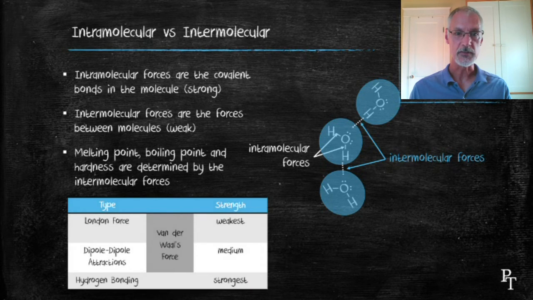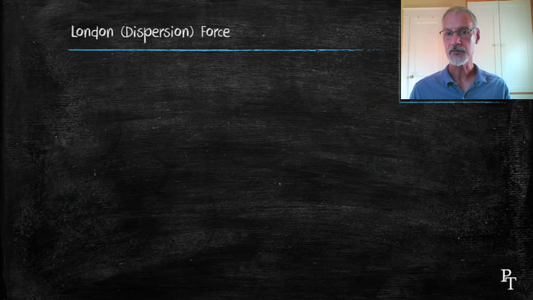There are three types of intermolecular forces we're going to deal with in this program: the London force and dipole-dipole attractions. These two together used to be called the van der Waals forces. And then finally, the last one, the hydrogen bonding, which is the strongest of the three. Let's start off with the weakest, the London force, sometimes also called the London dispersion force.